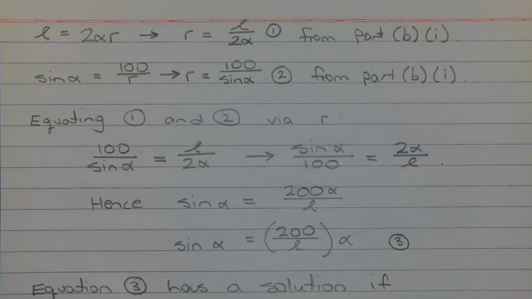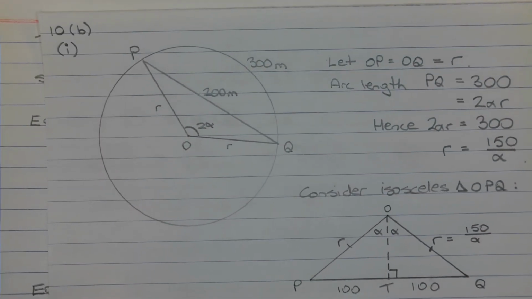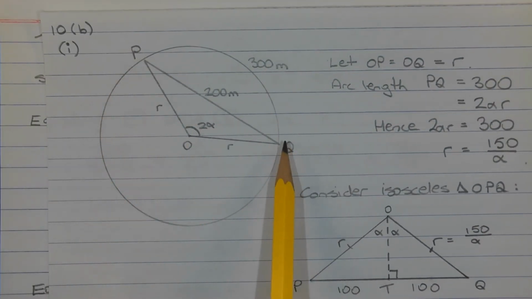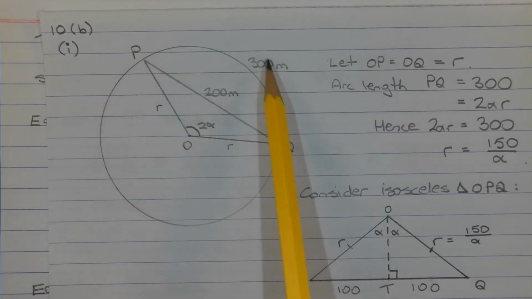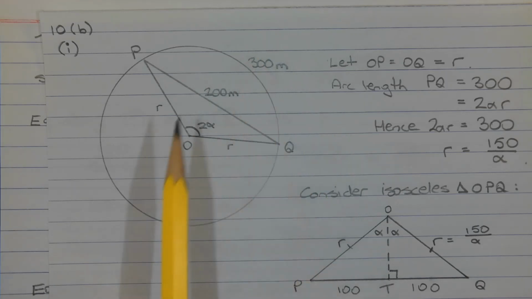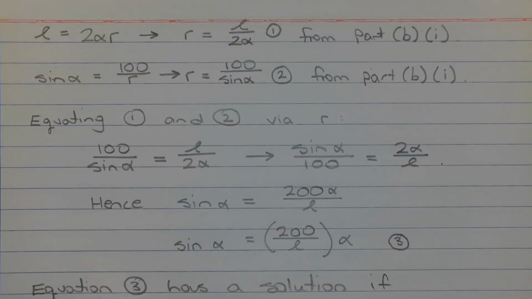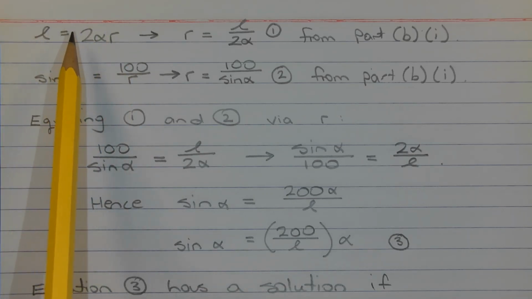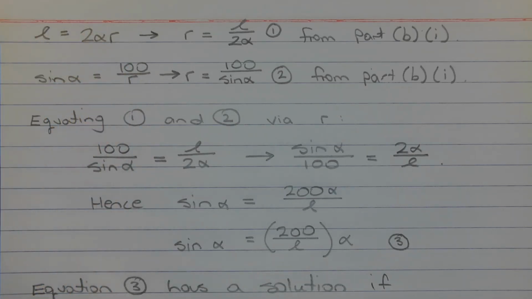Referring to Part B, Part 1, and in particular the diagram, the points P and Q on the circle are replaced with the letters A and B, and they are 200 meters apart. The arc length is L meters rather than 300 meters, and the angle at the center is still 2 alpha. So using the arc length formula, we can form this equation. Arc length L is equal to 2 times alpha times r. Rearranging this equation to make r the subject, we get r is equal to L over 2 alpha, and we'll call this equation number 1.